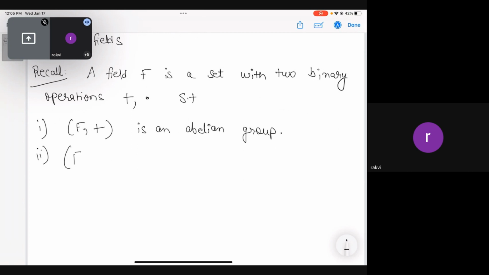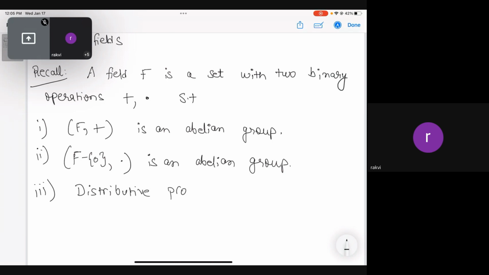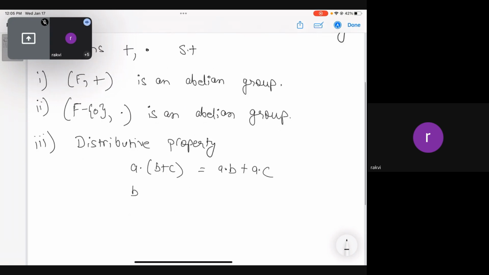If you remove 0, which is the identity of addition, from this set, and consider this set under multiplication, this is also an abelian group. And obviously there are two things going on, and there has to be some relation between them. This relation is called the distributive property. What it means is that if you take two elements, you add them, and you ask what is A dot (B plus C), this is simply A dot B plus A dot C, and it works both ways.